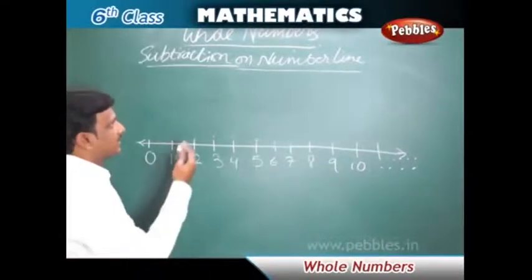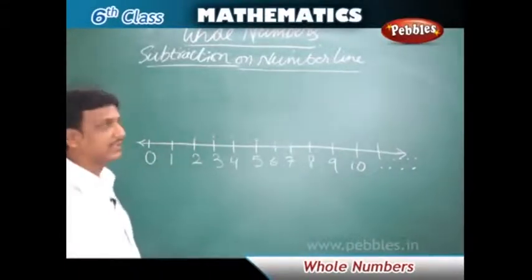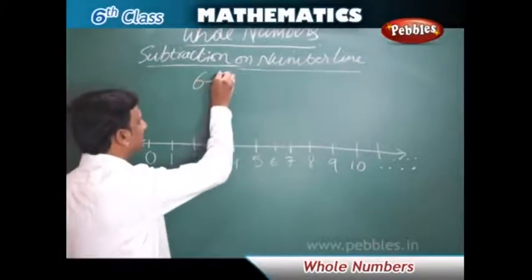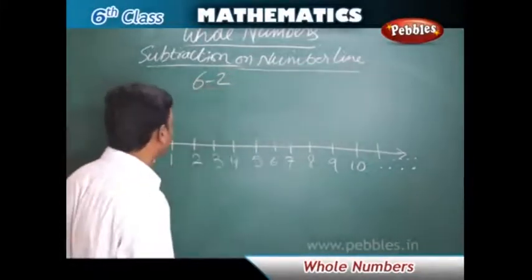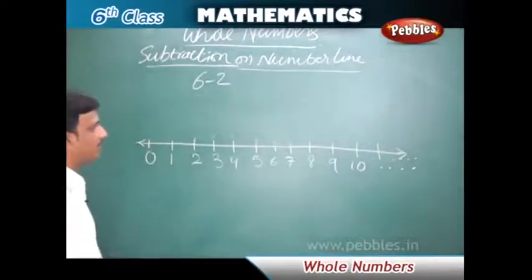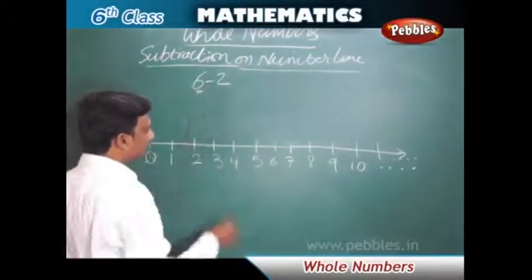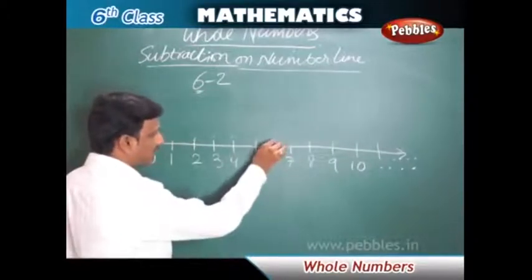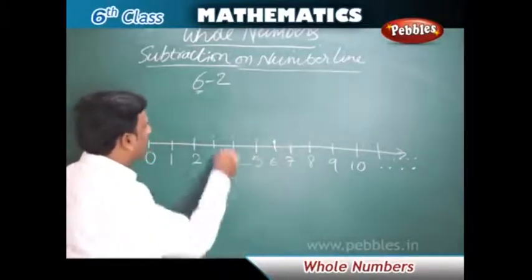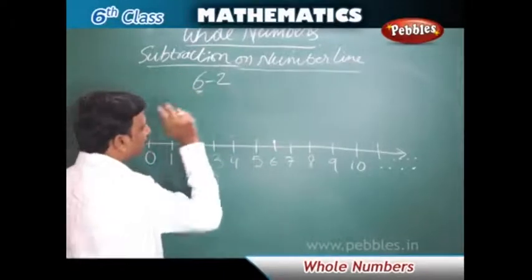Let us see the subtraction on number line. Let us subtract some whole numbers using a number line. 6 minus 2. Subtraction of whole numbers on a number line. So 6 minus 2, the first digit is 6. Now go to 6 on the number line. Here we are. Minus 2. We have to move 2 positions.